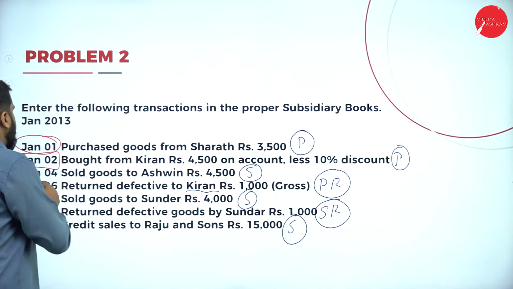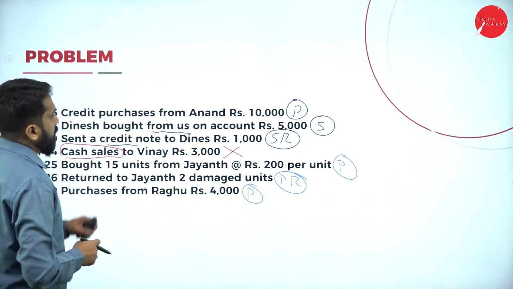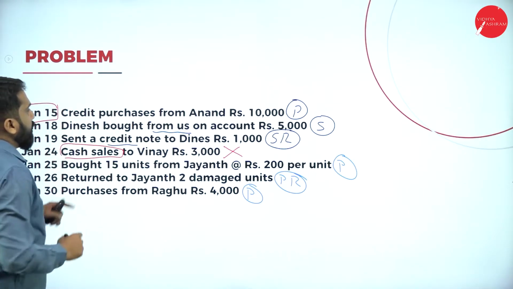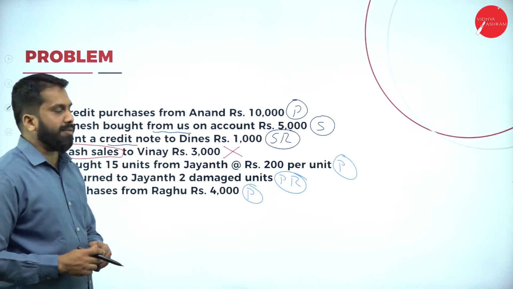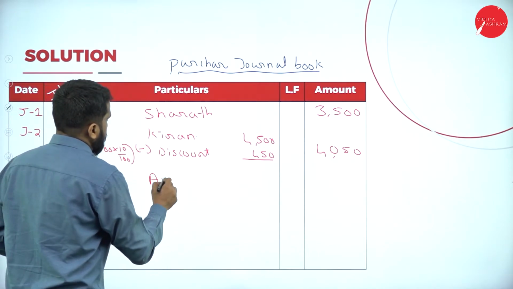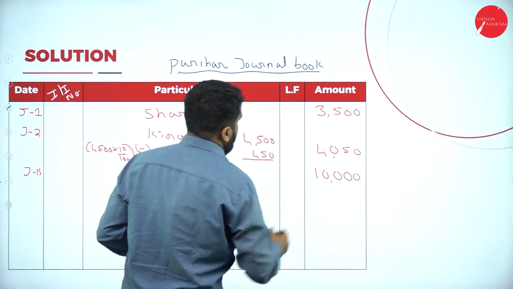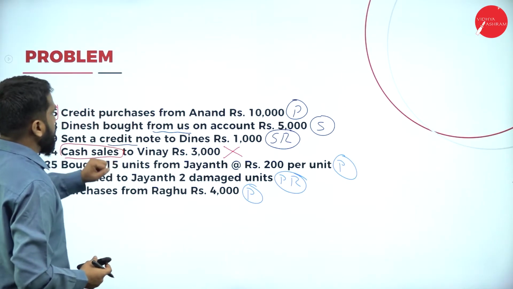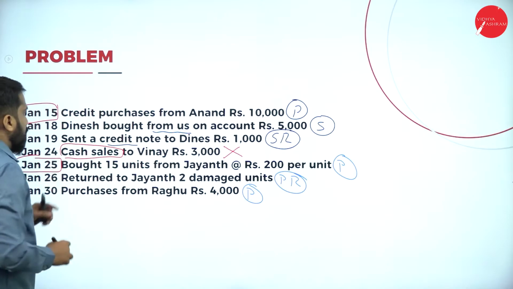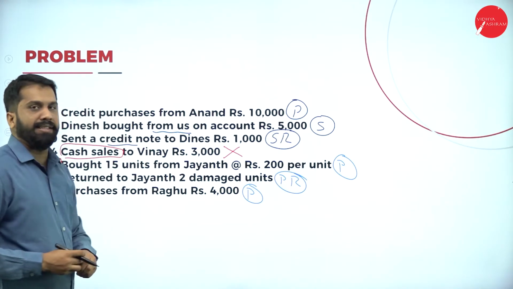So after this, again, is there any purchases? In this sheet, we don't have any purchases. Is there any purchases? Yes, we have Jan 15th, credit purchase from Anand 10,000. Jan 15th, Anand, amount is 10,000. Now, is there any purchases? Yes, we have one more. That is Jan 25th. Bought from Jayant 200 per unit. Number of unit is 15.